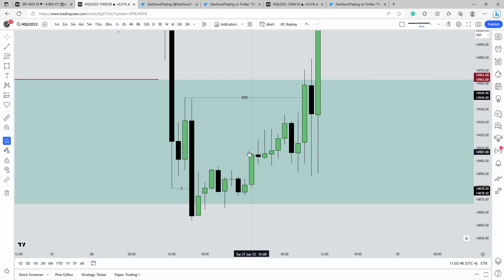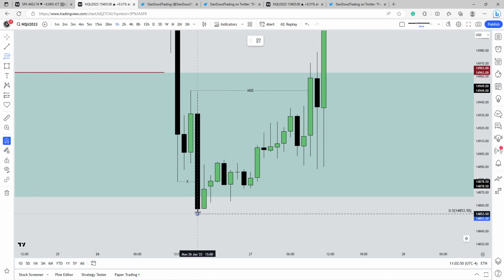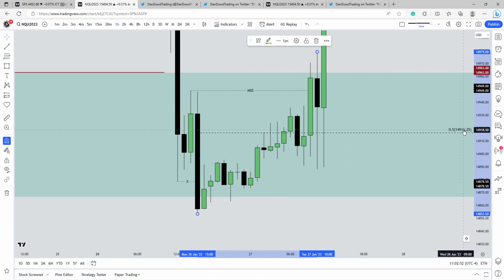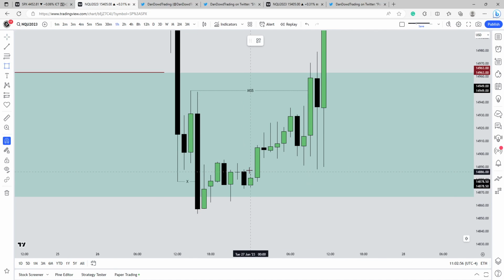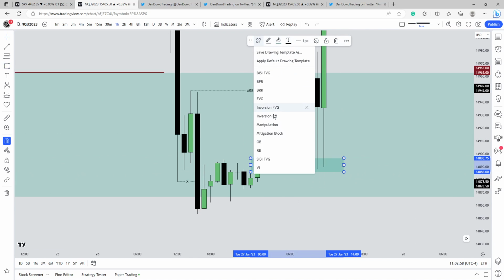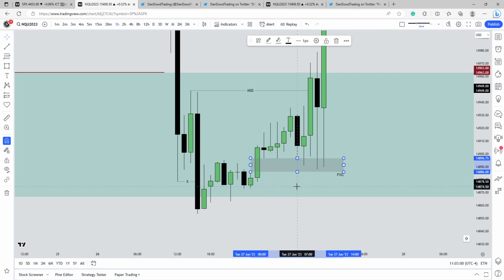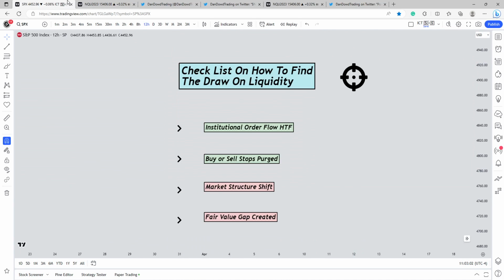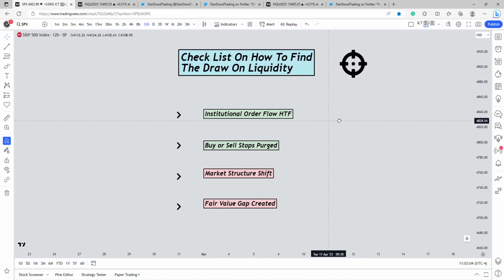So we have that. Now, on top of that, it is in a discount of the range, which is below the 0.5 fib. So I just look at that as a plus, right? So the fair value gap, if you missed it, is right here. This is the bullish fair value gap. So now we have crossed off everything on the checklist. Now you may say, well, now what, right? You have everything. What happens next?